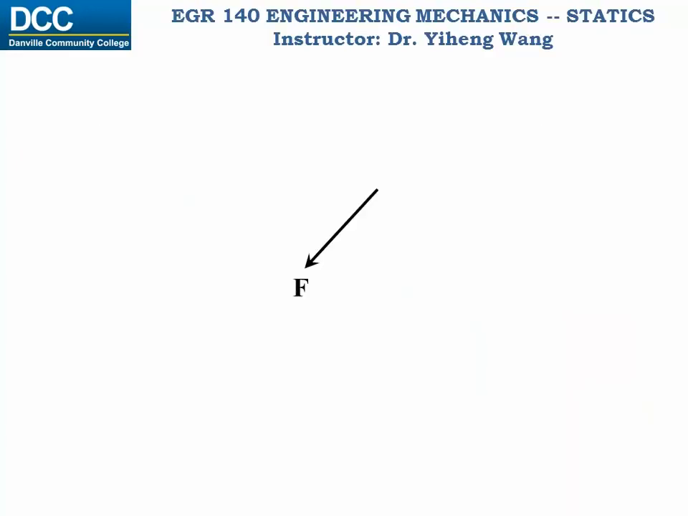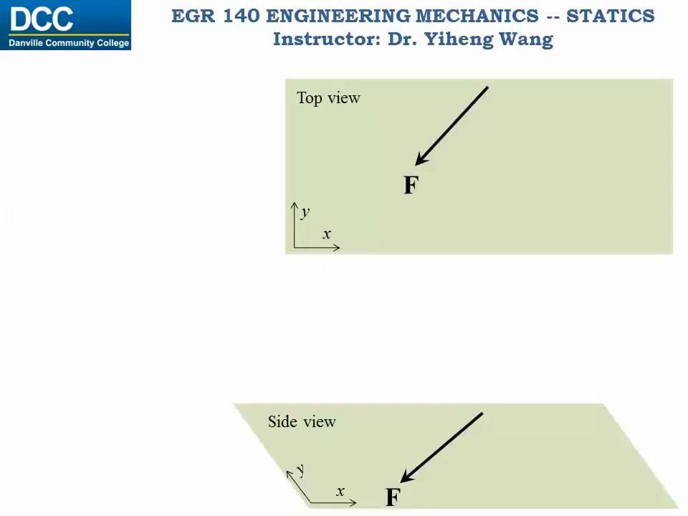To better understand the moment caused by a force, let's imagine there's a force F in the xy plane, shown in top view and side view respectively. You want to find the moment caused by this force about an axis z, which is perpendicular to the xy plane. This axis z intercepts the xy plane at point O. However, from the top view, you will not be able to see the z-axis, so again, just imagine an arrow shooting out from point O.